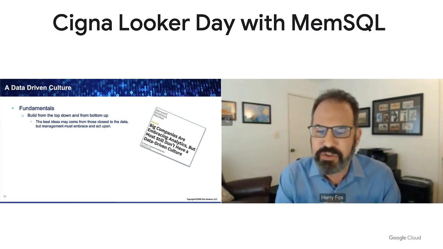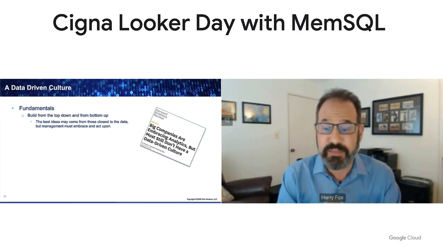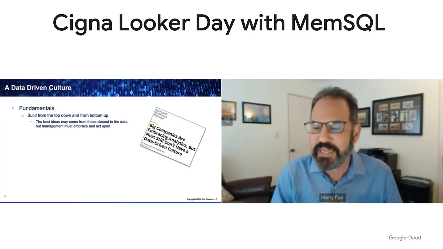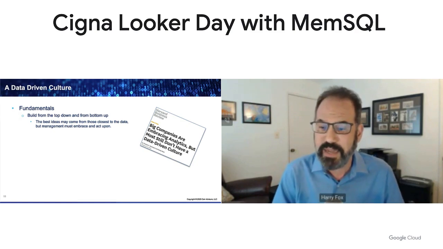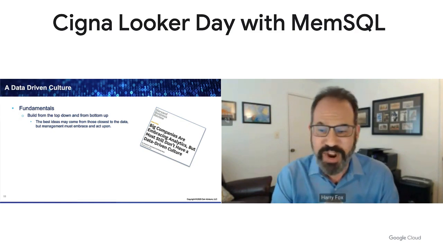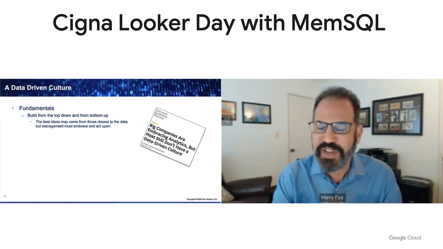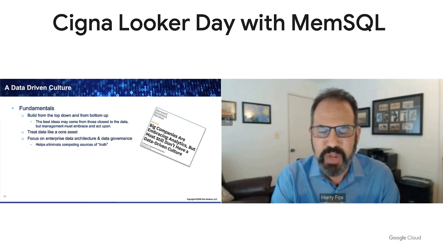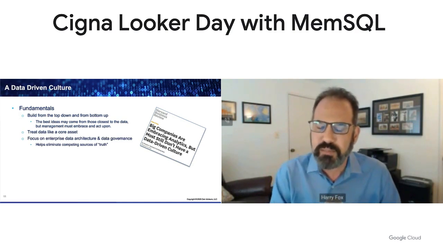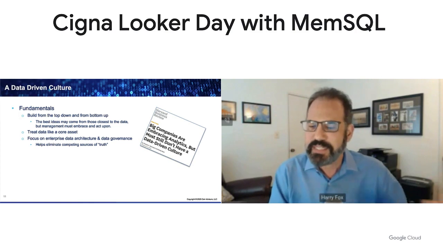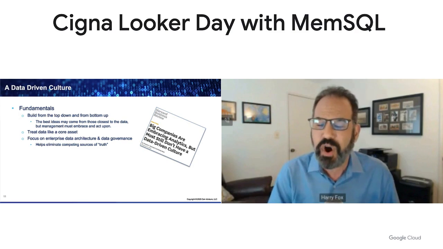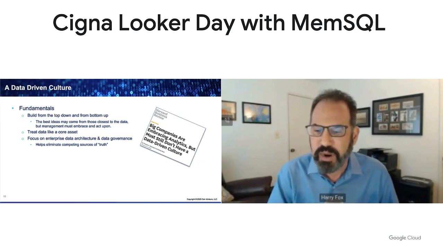So how do you get a data-driven culture? Well, there are some fundamentals to think about. Certainly, build from the top down and bottom up. In my experience, the best ideas often come from those closest to the data, but you've also got to get management to embrace and act upon that data. So you've got to do both. Treat data like a core asset. This is often new for older management that really didn't see data at the heart of how they ran the business. There's an education component we often need to do with the business about how to leverage data properly.